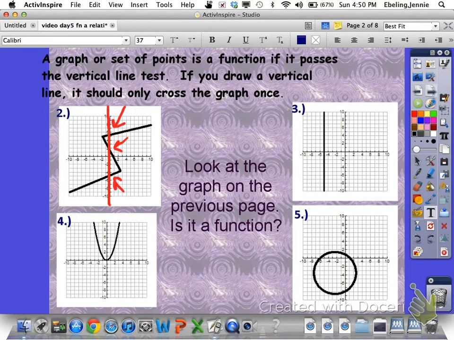You see how these points right here, I put the arrows, all hit that graph? So this graph that's on here hits that vertical line more than once, so it's not a function.